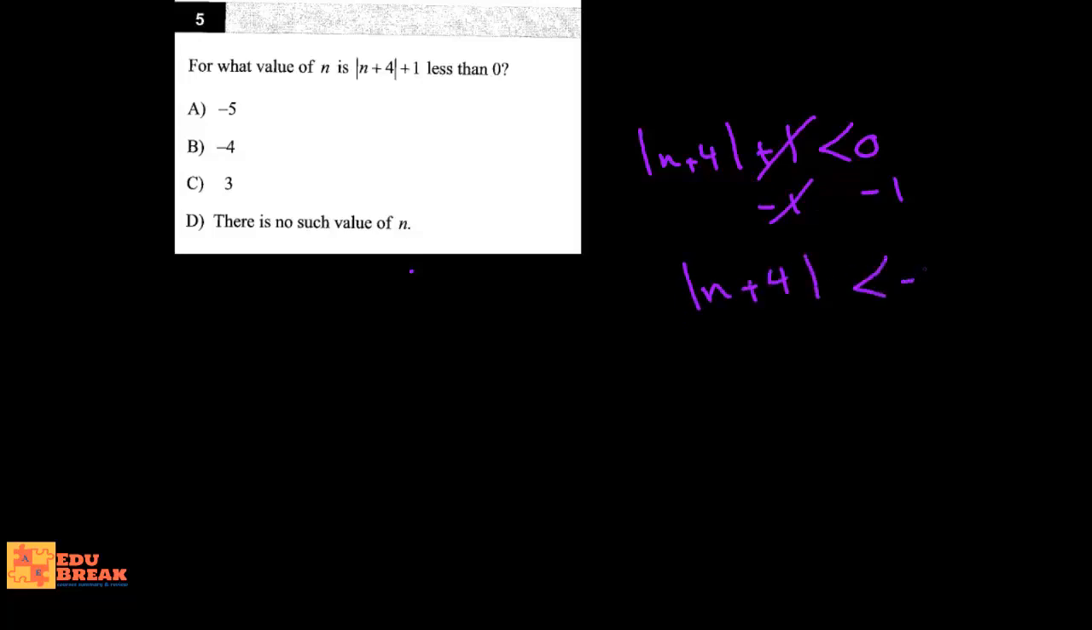For what value of n is the absolute value of n plus 4, plus 1, less than 0? Okay, we have the absolute value of n plus 4, plus 1, less than 0, and subtract 1 from both sides. So we have the absolute value of n plus 4 less than negative 1. And we don't have an absolute value less than negative 1, so the answer is D. Question 6.